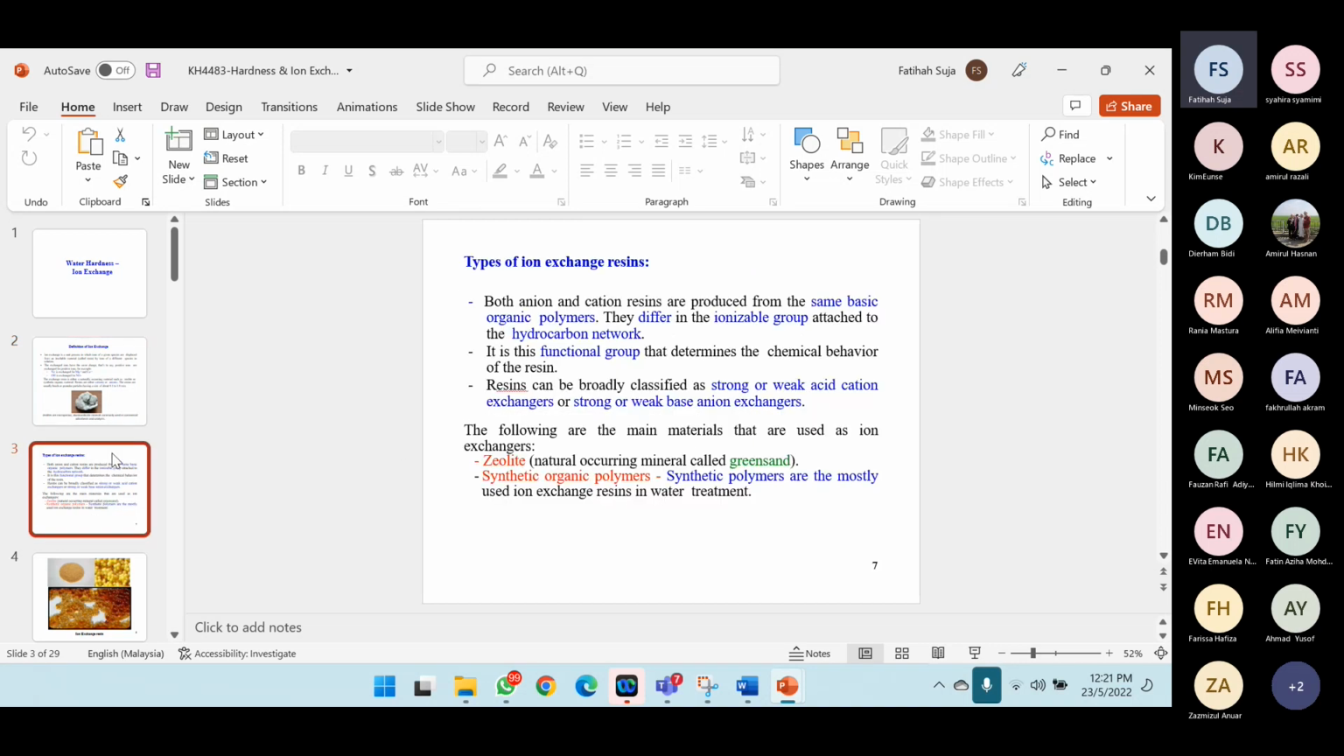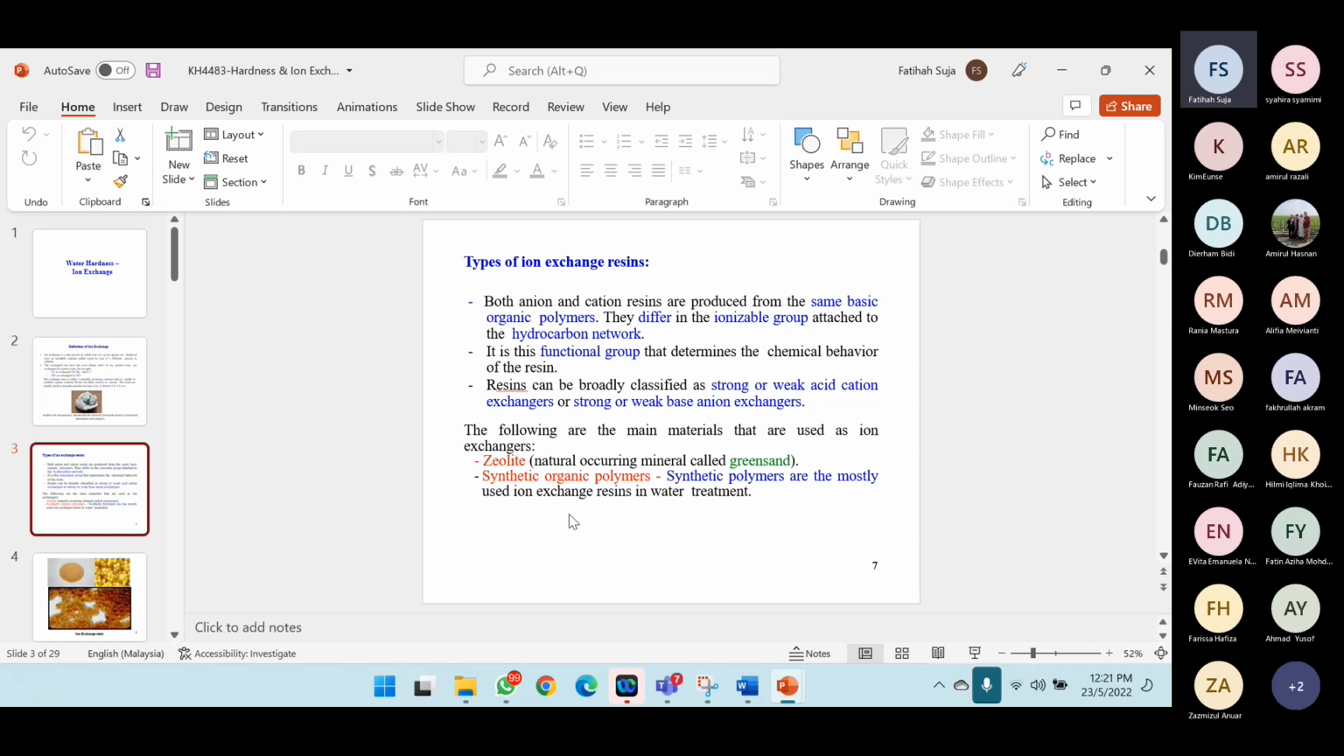Okay, types of ion exchange resins. Both anion and cation resins are produced from the same basic organic polymers. They differ in the ionizable group attached to the hydrocarbon network. It is this functional group that determines the chemical behavior of the resin. Resins can be broadly classified as strong or weak acid cation exchangers or strong or weak base anion exchangers. Okay, so you have this zeolite and you also have synthetic organic polymers.